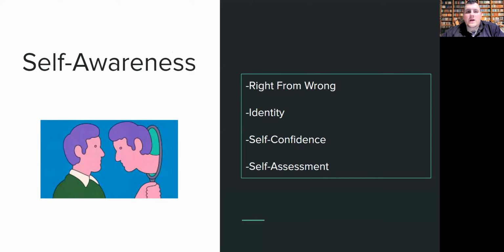Self-awareness: the ability to tell right from wrong, having your own identity, self-confidence, as well as the ability to self-assess. Now, when we're looking at all these things in the classroom, the ability to tell right from wrong is very essential for many students in the learning experience, as they can prevent themselves from answering a question incorrectly and therefore preventing possibly being made fun of and those kinds of things.